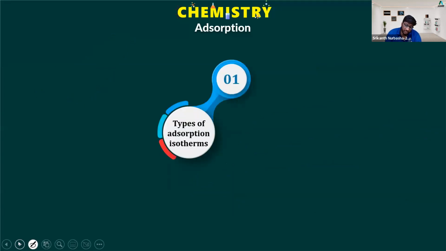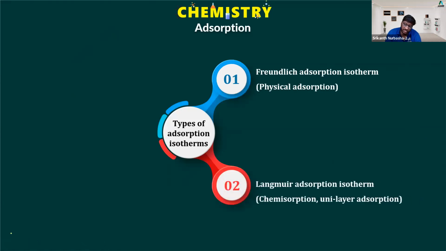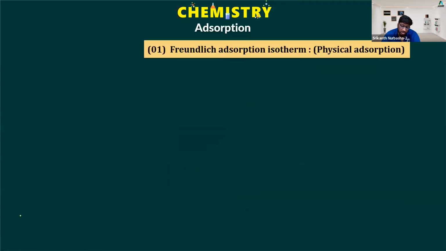Types of adsorption isotherms. As I was saying, physical adsorption can be mainly explained by the Freundlich adsorption isotherm. The Langmuir adsorption isotherm mainly explains chemical adsorption, or chemisorption. We'll discuss these two types. First, the Freundlich adsorption isotherm, or physical adsorption.